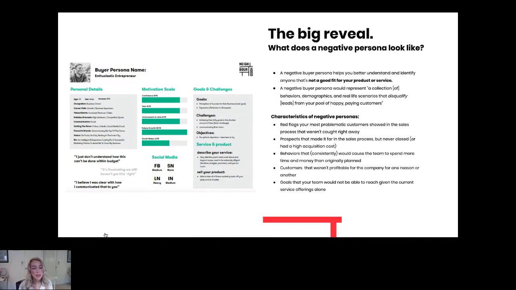So some characteristics of negative personas that you can look out for are red flags that your most problematic customers show in the sales process, prospects that made it far in the sales process but never closed, behaviors that cause the team to spend more time and money than originally planned, and customers that weren't profitable for the company for one reason or another. Also, goals that your team were not able to reach given the service offerings alone.